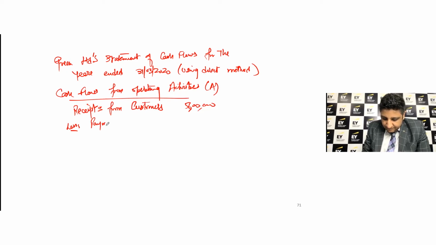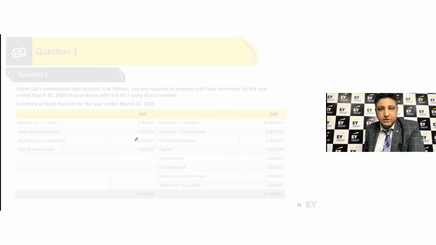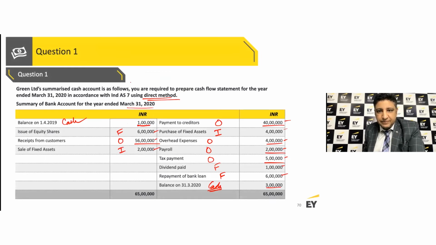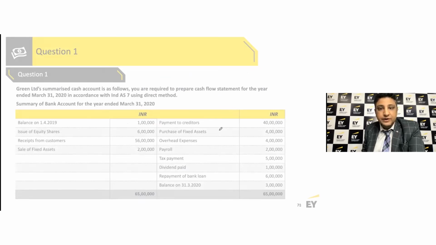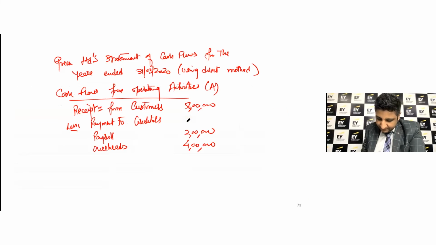Less payment to creditors. We also had payroll, overheads. Let's look at those amounts as well. Overhead expenses 4 lakh and payroll is 2 lakh. And the payment to creditors is of course 40 lakh here for us. So these are all outflows. We'll take the net figure. It says that 56 minus 40 minus 2 minus 4 would be 10 lakh.